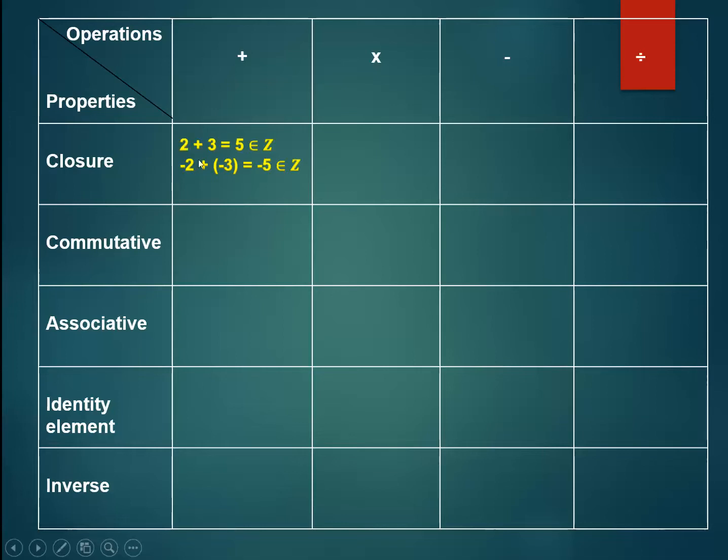In addition, if we have 2 plus 3 equal 5, this number belongs to Z. Negative 2 plus negative 3 equal negative 5, and it also belongs to Z. So in addition, the answer will always belong to Z. So the closure property is satisfied here.